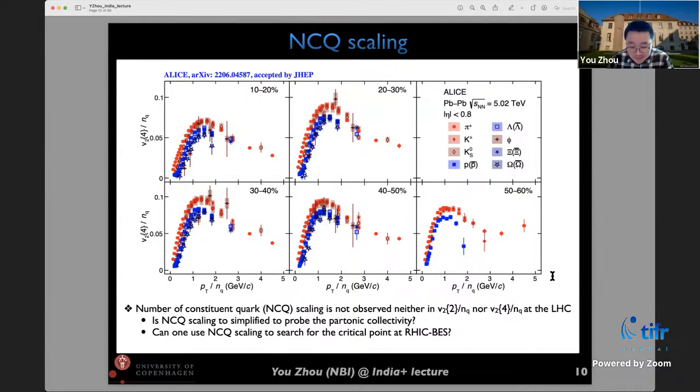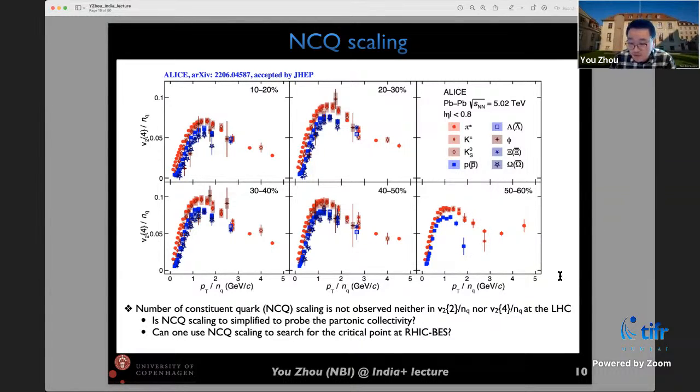I think at the moment there's no question that partonic collectivity has been produced, or that a deconfined QGP matter has been produced at the LHC. And now you will ask why there is QGP but no universal NCQ scaling. Is it because the NCQ scaling idea itself is too simplified, and shouldn't be used directly to probe partonic collectivity? Or we shouldn't say that if you see NCQ scaling, that means partonic collectivity, and if you don't see it, that means no partonic collectivity.